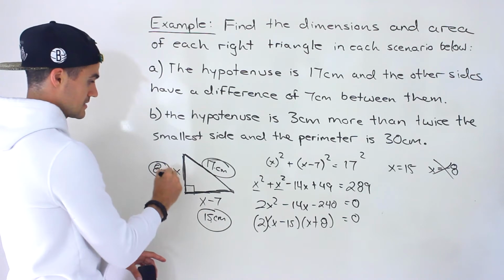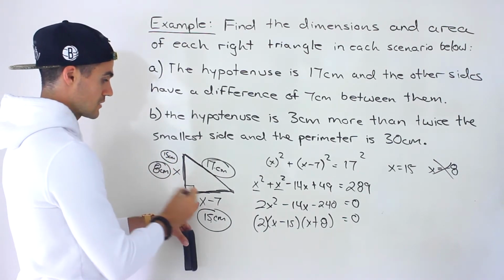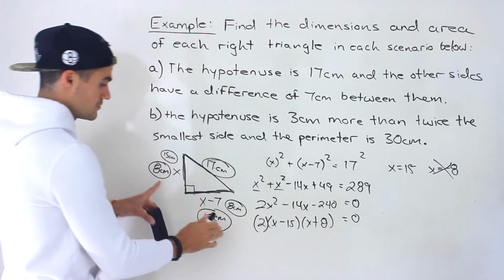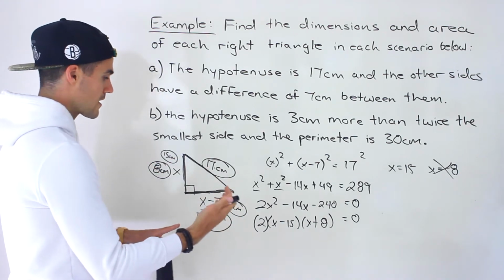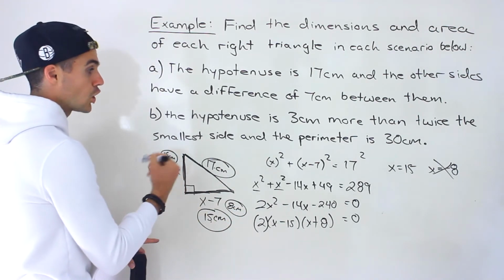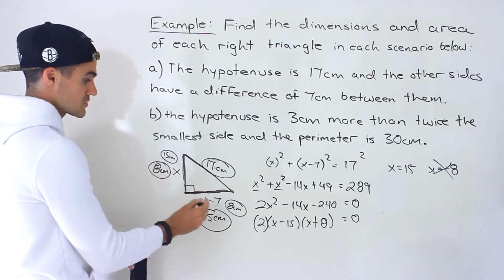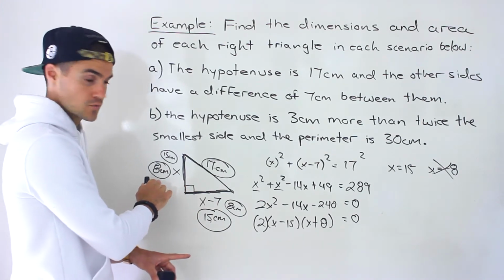Notice that in this case, the negative 8 doesn't work, but then we have the 15, so the x in this case would be 15 centimeters, and then this other side would be 15 minus 7, which would give us 8 centimeters. So it would be the same dimensions. We're just going about it in a different way. We would let x be the longer side of these two, which would be the 15, versus when we did x plus 7, x was the shorter side, which was 8.